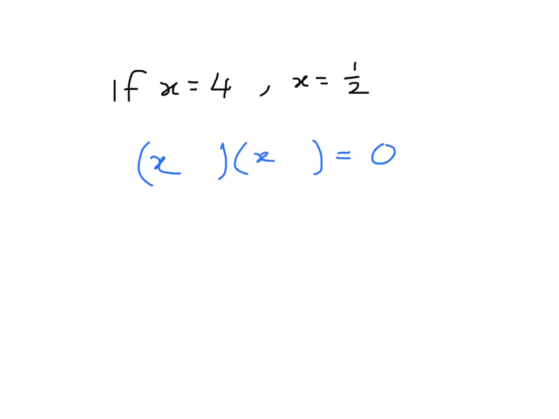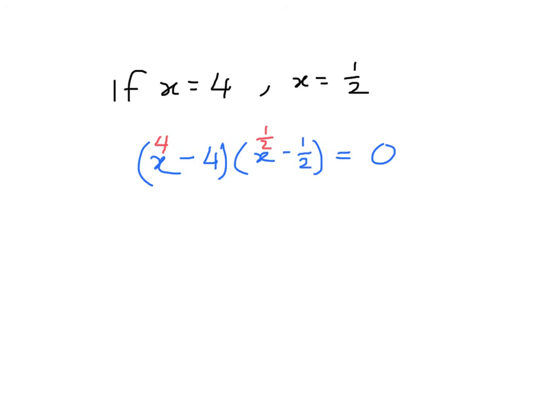Let's try one last one. So let's say they say if x equals 4 and x equals 1/2, what's the equation, or possible equation? So we know that in our brackets we have our x here and an x here, and it equals 0. So to make this 0, my x here is a 4 and the other one is a 1/2. So I can fill in my brackets. If it's 4, take away 4 is going to make that 0. And for a 1/2, I could put a minus a 1/2 here.